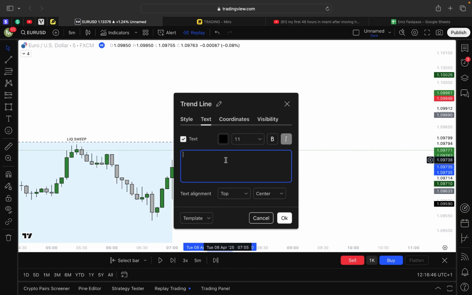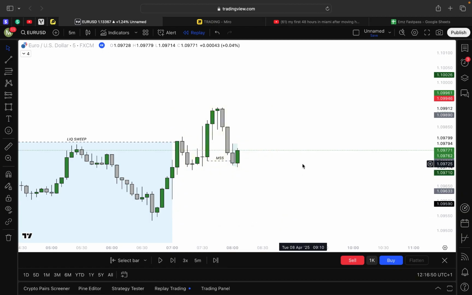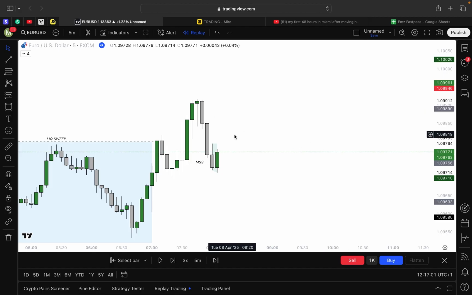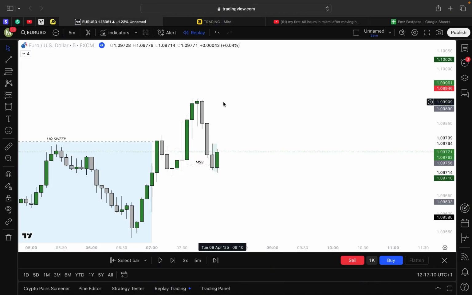Once we do get a market structure shift, you need to be careful on what you do from here on out, because the market is very tricky, especially the Forex market. And on EUR/USD, it's very volatile and it moves a lot. You need to really look and figure out which part of price gets mitigated first before entering, right? So once we've got the market structure shift, all we need to do from here on out is identify a fair value gap, and then we can overlap the market structure shift for a higher probability, and we can execute the trade, right? So as you can see, there's a very clear fair value gap right here that I'm going to use. This is our FVG.